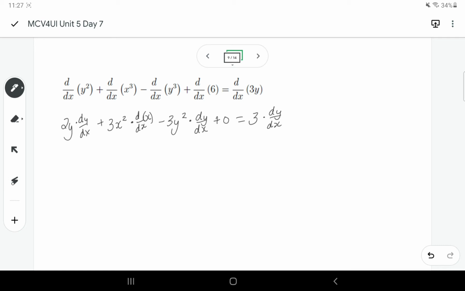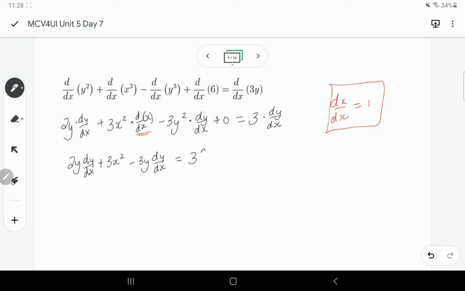So cleaning this up a little bit more, we know that the derivative of x in terms of x is just 1. I normally will not show that. I just showed it there to show that you always are doing that chain rule, but when it's just an x, we don't show it every time because it is just the 1. So then I would have 2y dy/dx plus 3x squared minus 3y squared dy/dx. I'm not going to include that 0, equals 3 dy/dx.